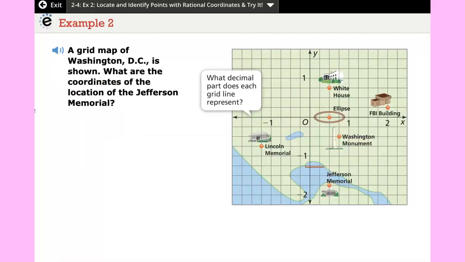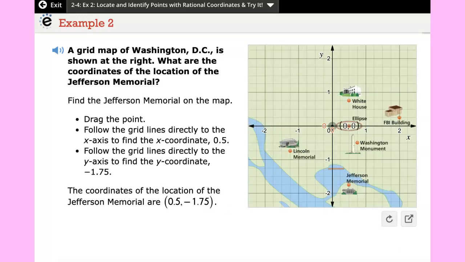Let's do this example. A grid map of Washington, D.C. is shown. What are the coordinates of the location of the Jefferson Memorial? So where the Jefferson Memorial is here. What is the location? Remember, our point will always be (x, y). Here's example 2. We'll see how it works.